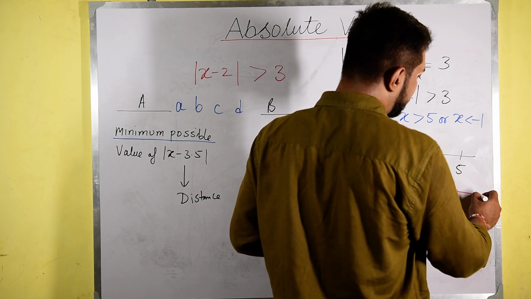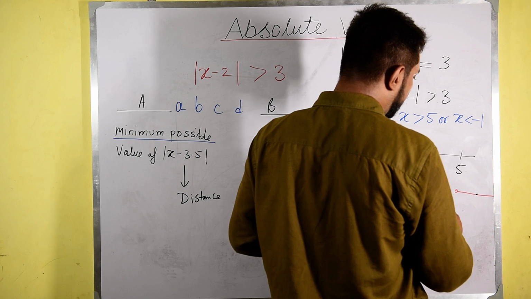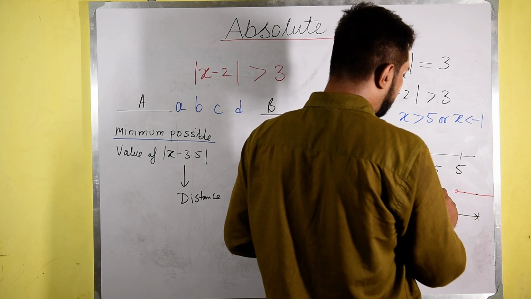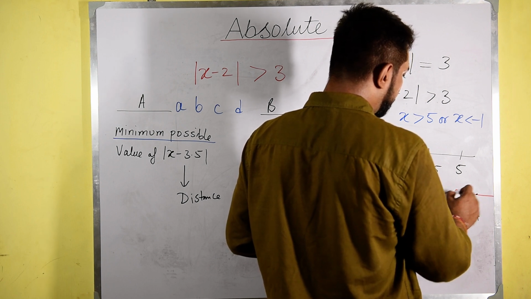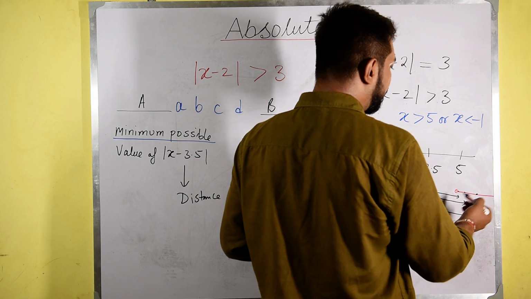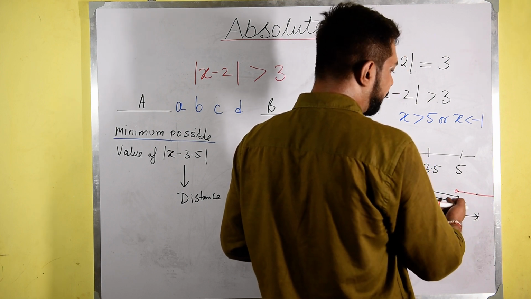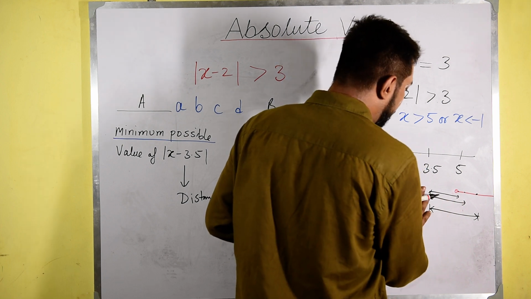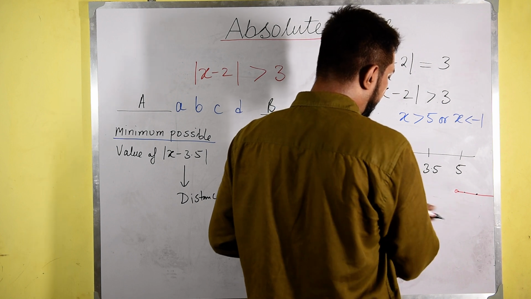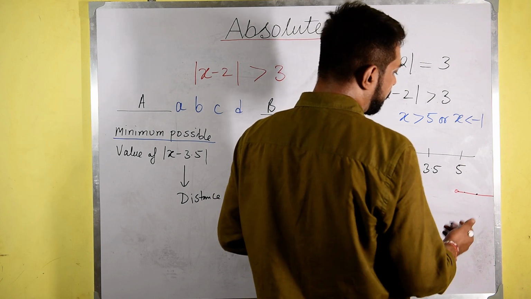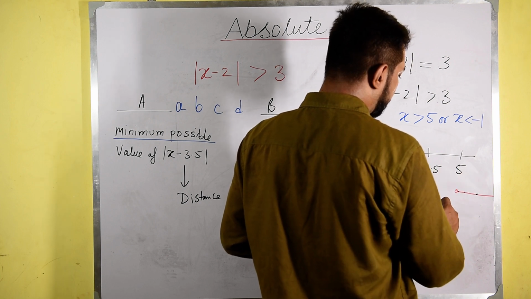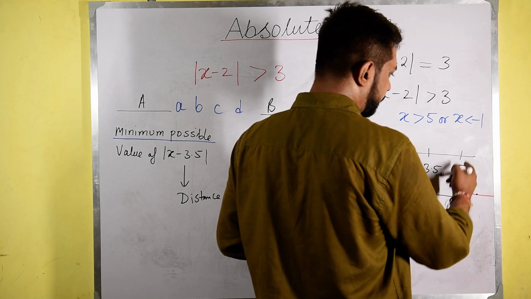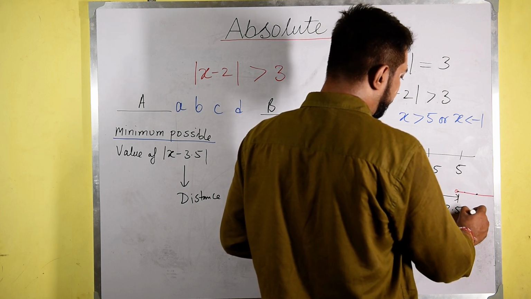So guys, try to understand. If I am taking this point here, the distance between these two points is this one. If I am moving further, the distance will be from here to here. If I am moving further again, from here to here. You can see that as we move closer to 5, the distance is decreasing. So the minimum possible distance from 3.5 will be approximately 5 minus 3.5, because the point very near to 5 will be at the minimum distance from 3.5. So it will be 1.5.